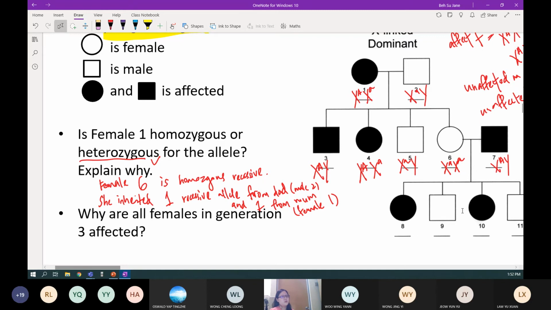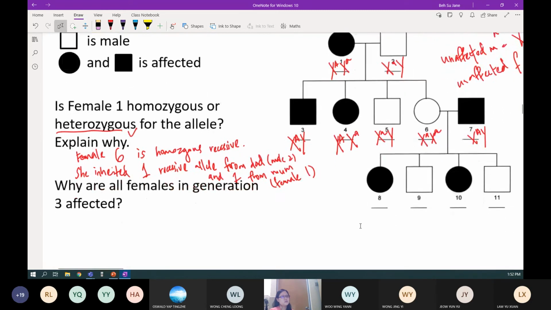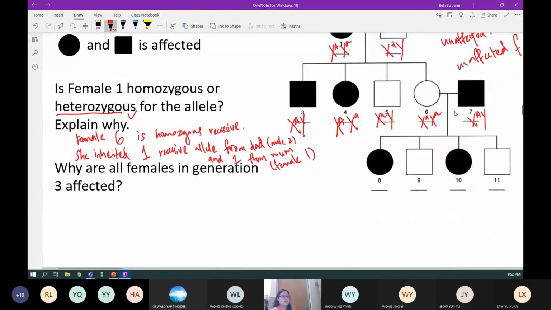Right. I hope that's clear. Now, let's move on to the next one. We can see here the alleles that are pretty set. Okay, and from here we can figure out the genotypes of the females and males.